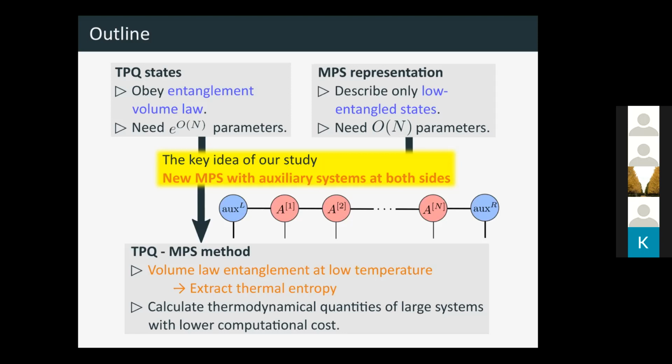However, we found that they can indeed be combined by introducing a fictitious entanglement bus on both edges of the 1D chain, which we call auxiliaries. And I'll show you later on that at low temperature, our construction indeed succeeded in reproducing the volume-law entanglement of the typical state. And it required very small computational cost, which is a benefit of using our method.